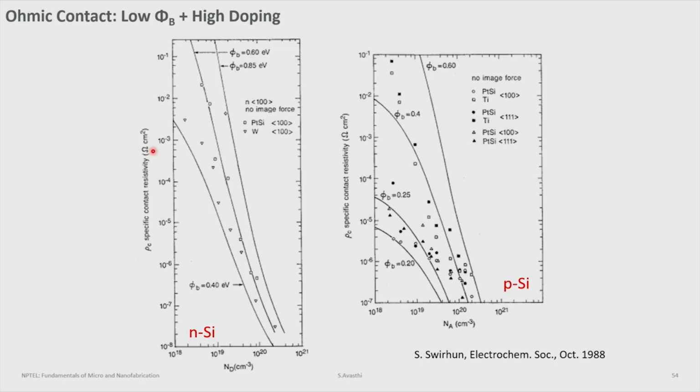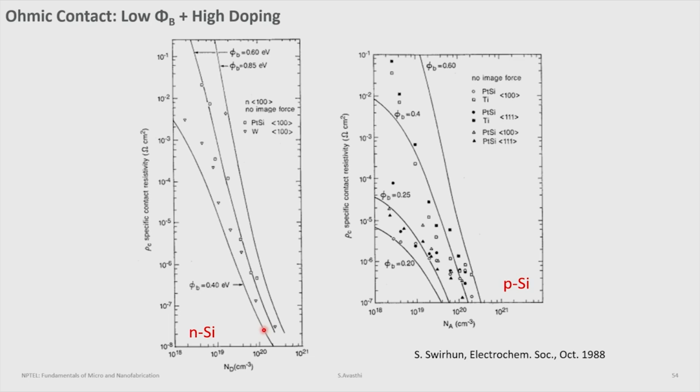So, if you plot the specific contact resistance, the first thing we notice is that it is always a function of doping, right? For lower doped films, the specific contact resistance is high, and for higher doped films, the specific contact resistance is low. And this is exactly what we discussed in the previous slide. If you can grow a highly doped layer at this interface, your specific contact resistance would be low.